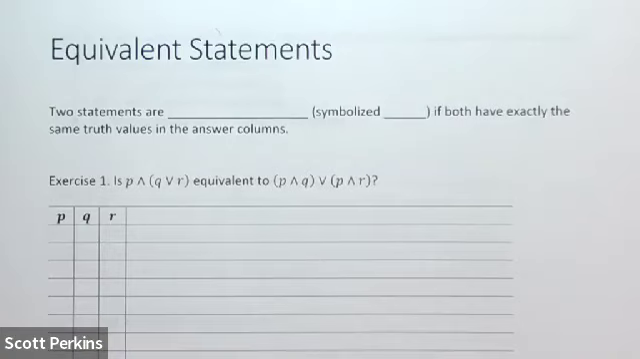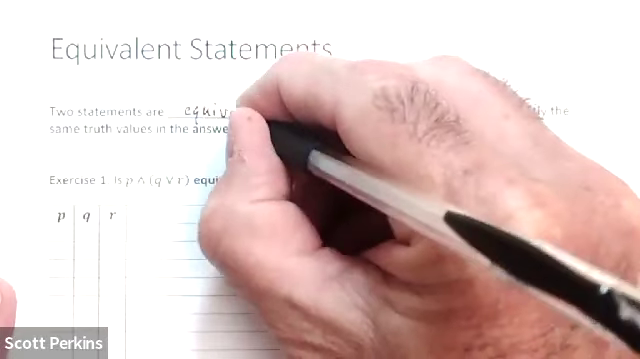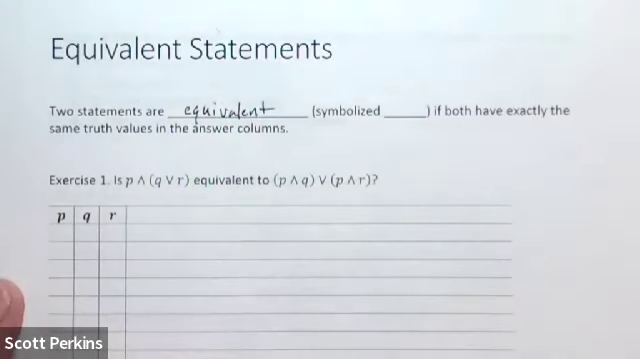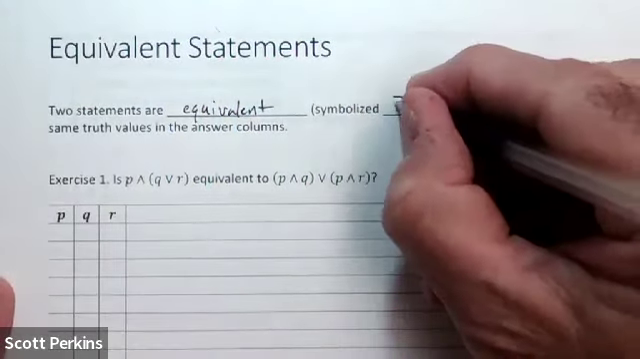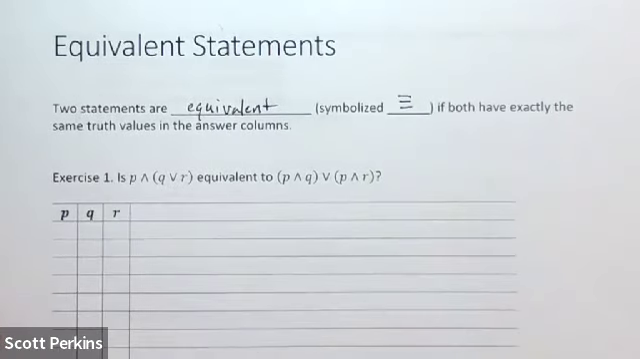So here we go. Two statements are called equivalent, and that is symbolized with an equal sign with three bars, if both have exactly the same truth values in the answer columns. So this is just an exercise. I'm doing a truth table.